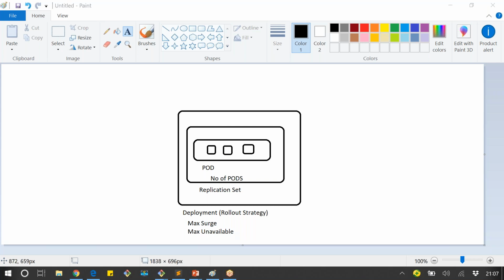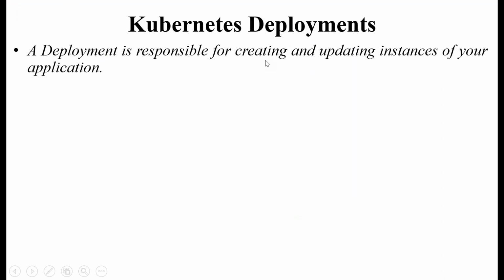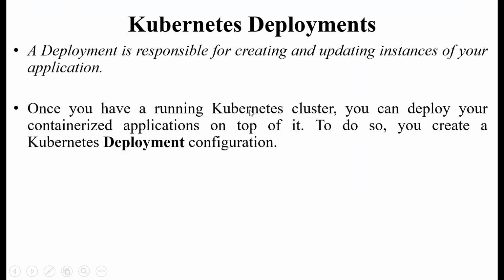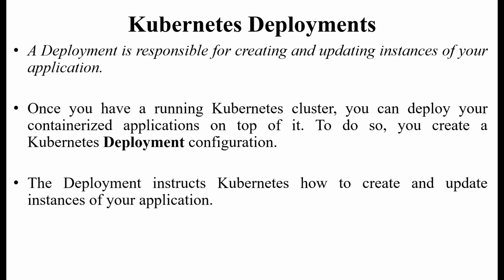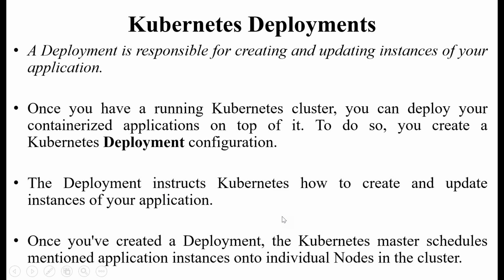That's everything we'll define in the pod. So these are the main resources which help. There is a deployment. A deployment is responsible for creating and updating instances of your application. Yes, updating is also supported. Once you have a running Kubernetes cluster, you can deploy your containerized application on top of it. To do so, you need to create a Kubernetes deployment configuration. Deployment instructs Kubernetes how to create and update instances of your application, and it is going to manage that.